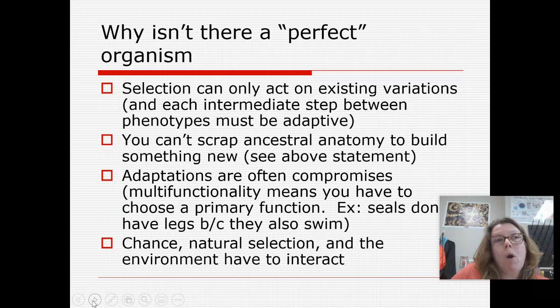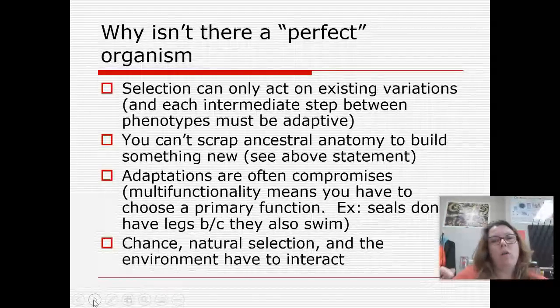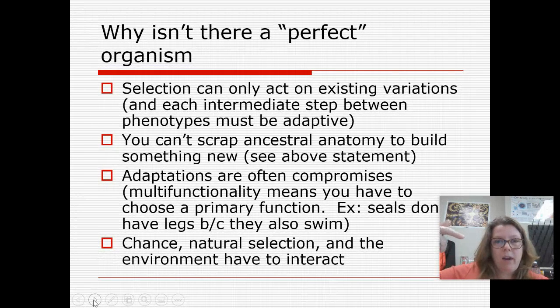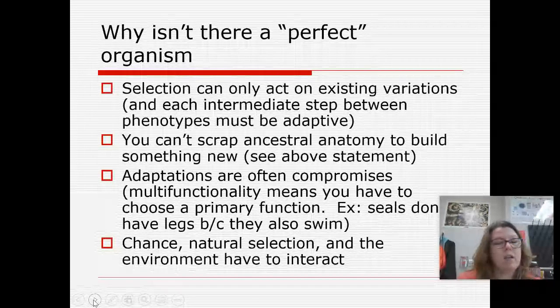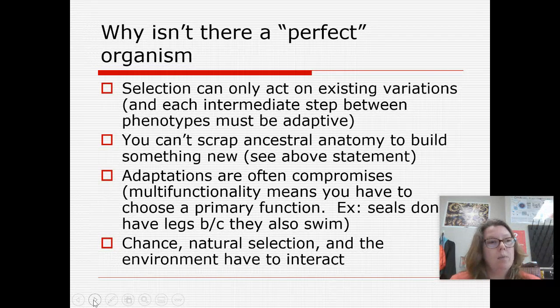Why is there no perfect organism? Because remember, natural selection only acts on existing variations, right? And all the intermediate steps to get to that perfect variation have to be an advantage, right? So for example, one of my old college professors said, it'd be really great if all of us had wheels instead of feet, right? Wheels would make us be able to get around faster. Our ancestors, if they had had wheels, would have been able to evade predation better, maybe even be better hunters because they'd be able to catch more and things like that.